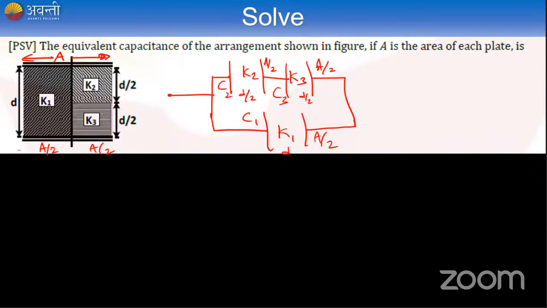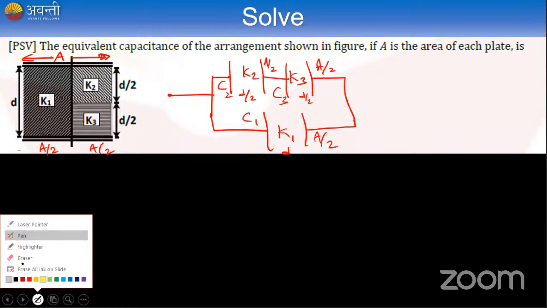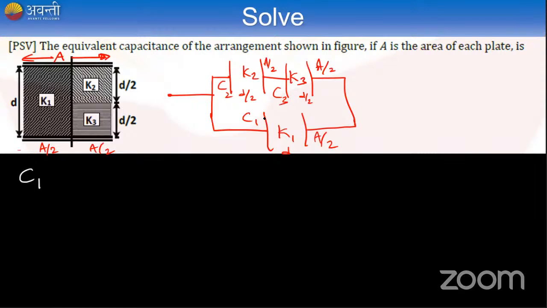So guys, how to approach this? First try to find out the individual capacitances. What is my C1, guys? What is my C1? Yes, Dhanush, super. Please try to check the answer again. So K2 and K3 are in series and K1 is in parallel to them, correct, Hari Prasad.